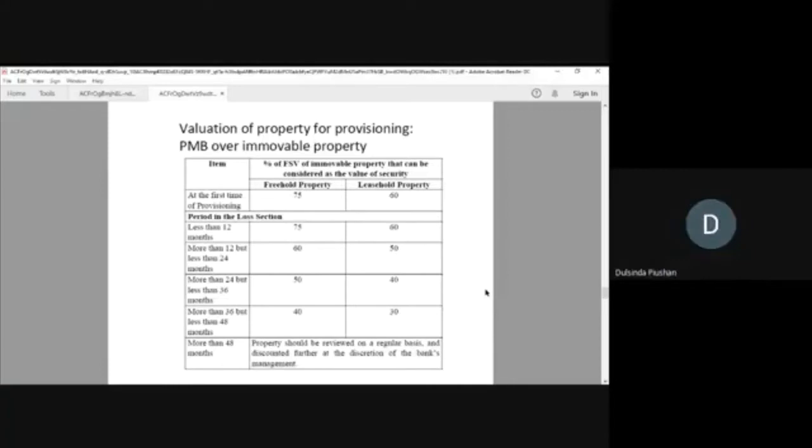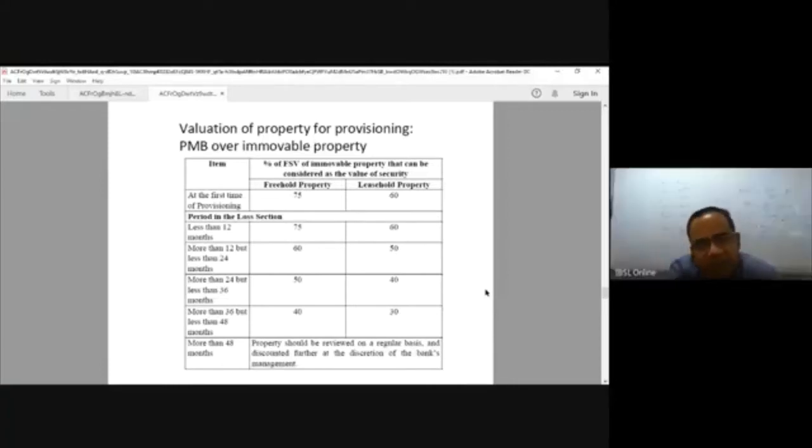So what is haircut provision? Yeah, this is the haircut. You keep on reducing this percentage. That's what you call haircut provision.